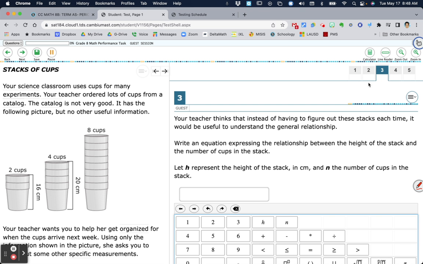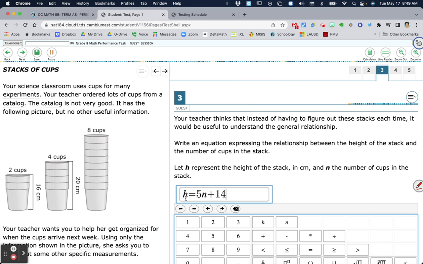You move on to the third one. They want you to write a general equation for any height or number of cups. And I'll give you an example of what that equation should look like. Instead of x and y, you're going to use n and h. So it should be in slope-intercept form. So here's an example of an equation in slope-intercept form where we're using n and h. H equals, let's say, 5n plus 14.